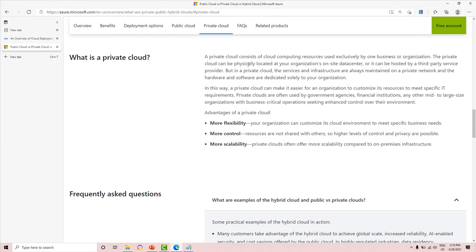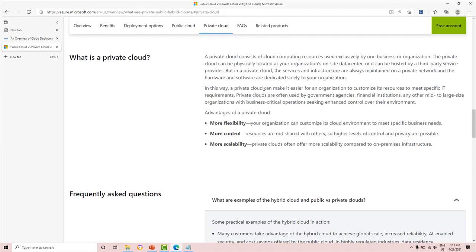The cloud infrastructure can be located at organization premises, on-site data center, we call it. Okay, so the data center can be situated at the organization physical premise, or sometimes the organization can buy exclusive service from a cloud service provider, but that is specifically for an organization. In a private cloud, the service and infrastructure are always maintained by a private network, and the hardware and software are dedicated only for a specific organization.